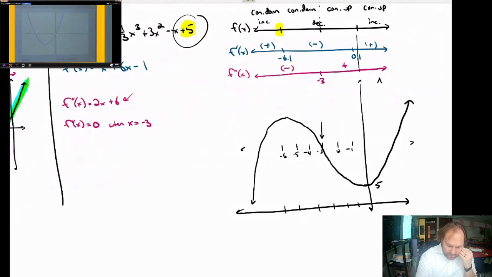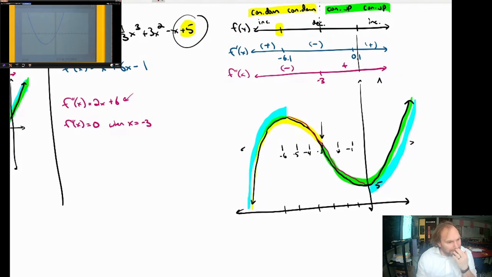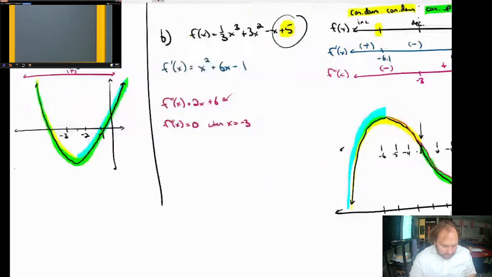You see concave down happening on this yellow range right there. You see concave up happening on this green range here. And we've got increasing happening on these blue ranges. And then decreasing, I don't have any more highlighter colors, but decreasing is happening on this red range right there. There you go. Okay, let's move on to the next.